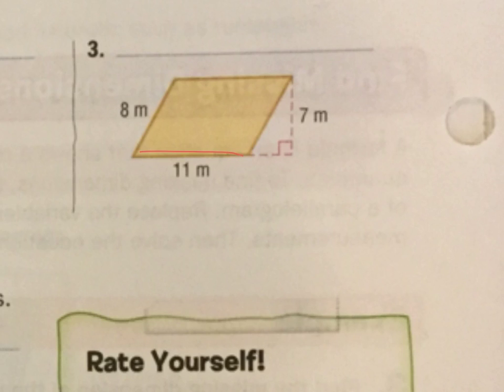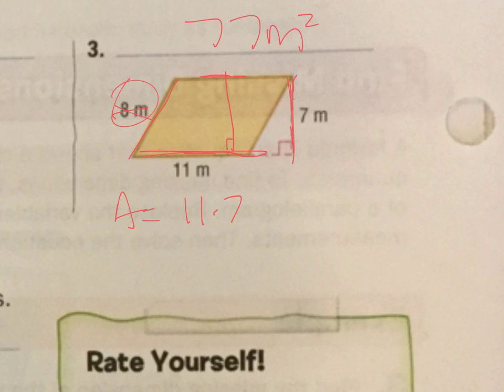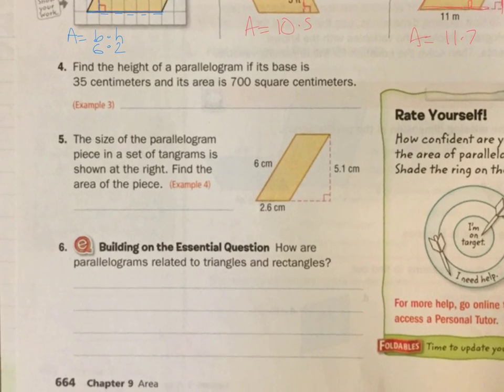Okay, this one. We have the base. We have the height over here, because this line right here is from here to here, forming a right angle. This number right here, it's a slant. It's not the base nor the height. We don't need it, okay? It's not going to help us right now. All we need is the base and the height. So 11 times 7, that's going to equal my area, and 11 times 7 is 77 meters squared. All right.